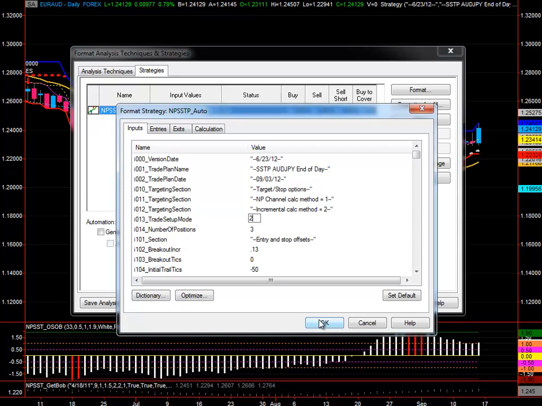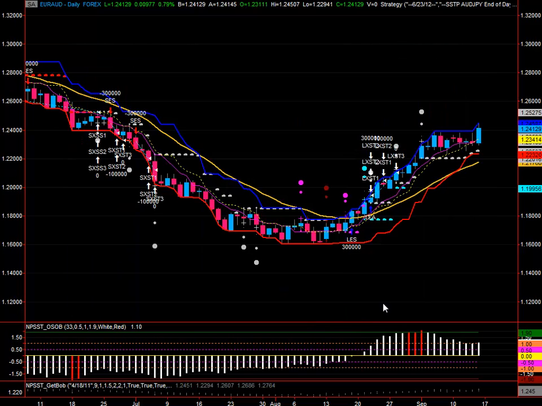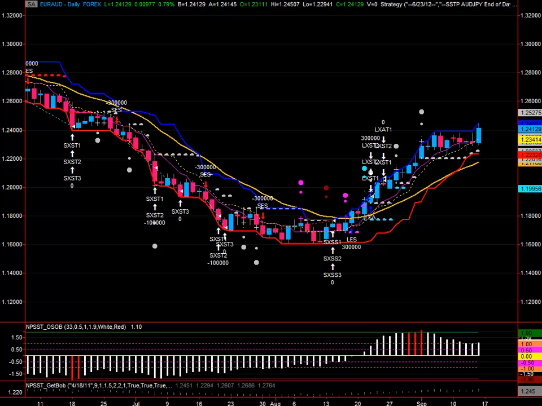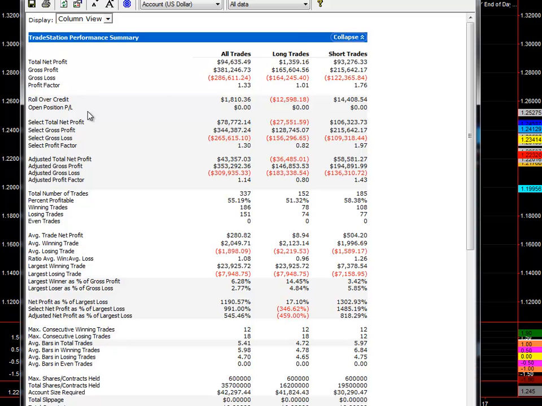Remember, over the last 5 years, we did about $67,000 in profit, give or take. If we change this to trade setup mode 2, wow, that's a big difference. Look at how it increased the profitability, nearly $30,000. And that's great. So what I'm going to do is copy this chart and save it. And then later, I'm going to go back and work on a new trade plan using trade setup mode 2, and then we'll have two plans to compare. But for this video, I'm going to stick with trade setup mode 1.